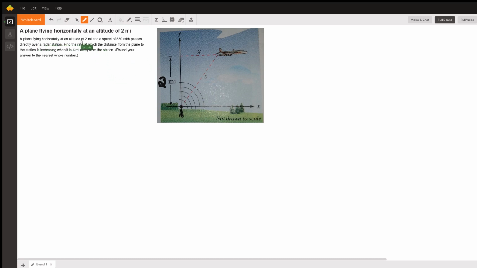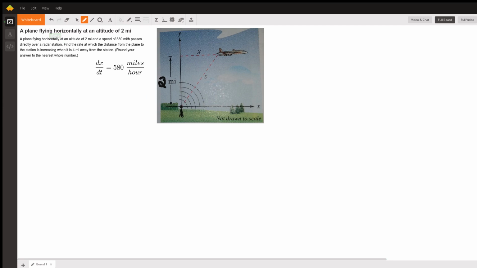They tell us that it's flying horizontally, that would be this, at a speed of 580 miles an hour. Oh, you can't see that. Let's just leave it here then. That would be dx/dt. That's the rate at which x is changing. So we're going to need that later.